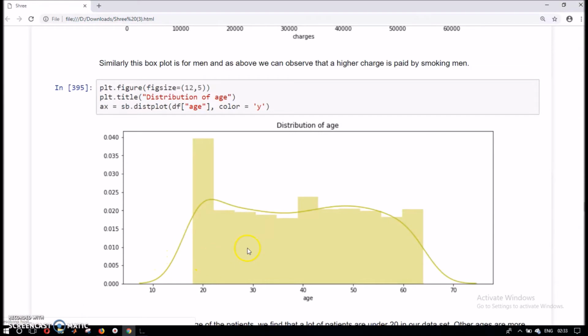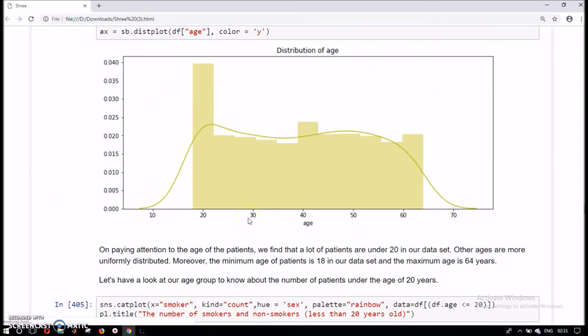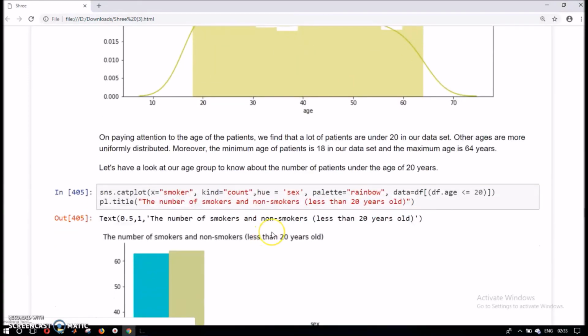The next attribute is age. An important thing to know about our dataset is which age group is dominant in it. And this plot represents the density of people's age. On paying attention to it, we find that a lot of patients are under 20 in our dataset. So let's analyze it in detail.